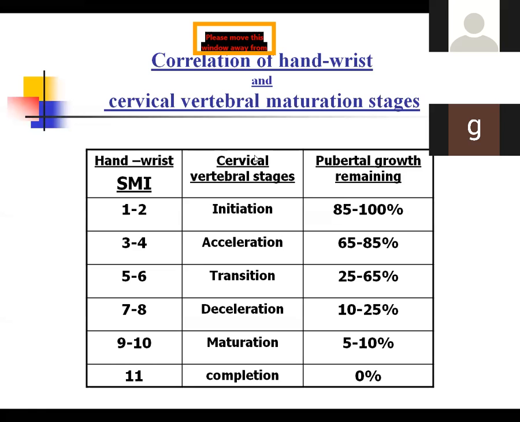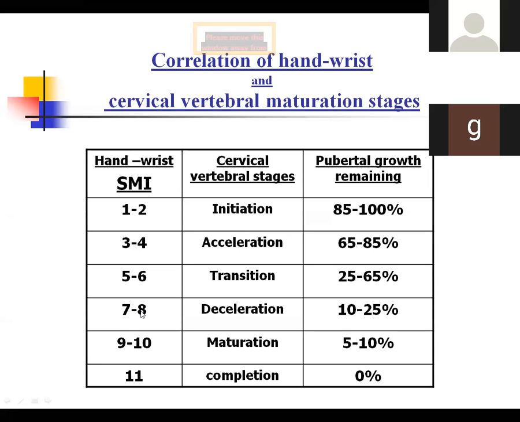So when we compare the stages of hand wrist and skeletal vertebral maturity, the percentage of growth remaining is mentioned here. When the hand wrist is in first and second stage, the cervical vertebrae are in initiation stage and 85 to 100% of growth is remaining. Similarly, when the hand wrist is in third to fourth stage and cervical vertebra in acceleration stage, 65 to 85% of growth is remaining. Fifth to sixth stage of hand wrist or transition stage of cervical vertebra, that is 25 to 65% of growth remaining. These three stages are more important to start with functional appliances or orthopedic appliances because you can utilize the maximum growth.